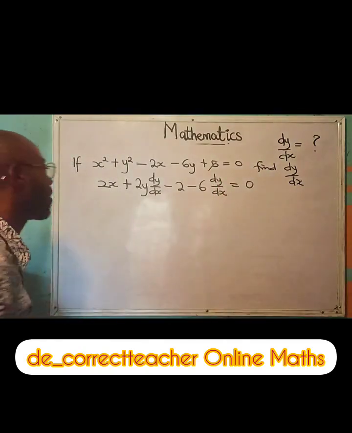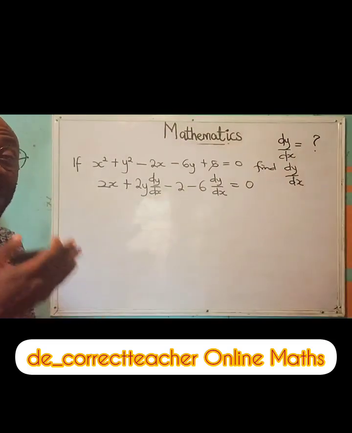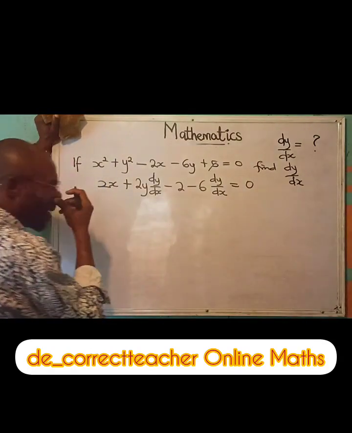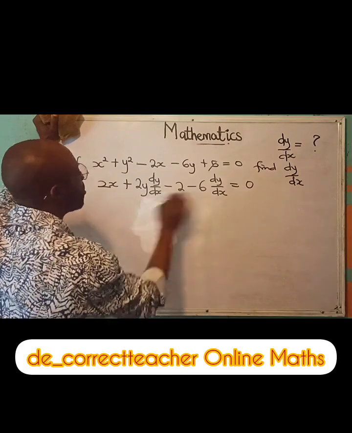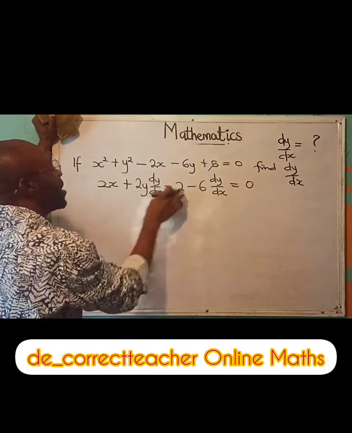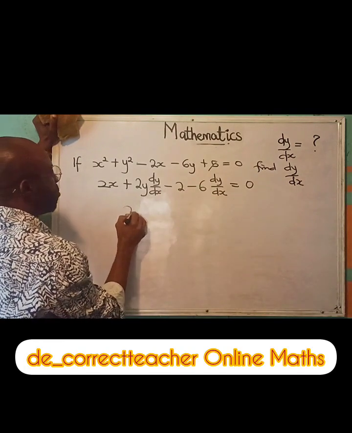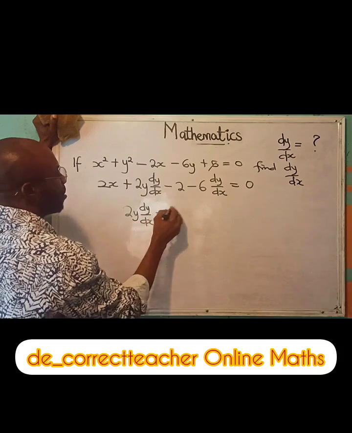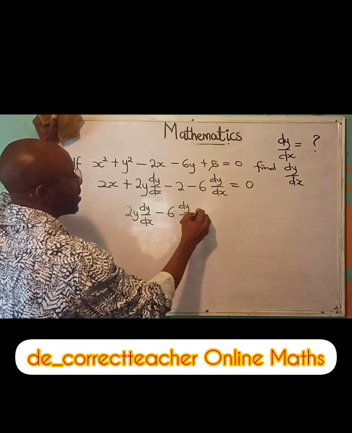So if you look at this, you find out that this and this have a common term because they have dy dx attached to them. So we can pull them together. What I need to do then is separate them. I'll move this and this to this side of the equation and retain this one here. So I'll say 2y dy over dx minus 6 dy over dx equal to.